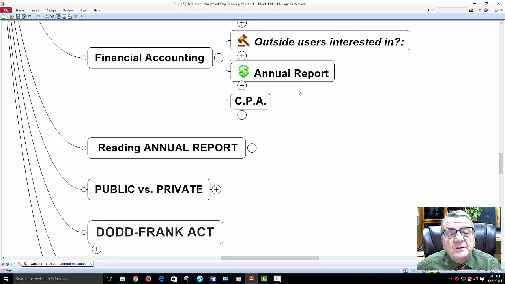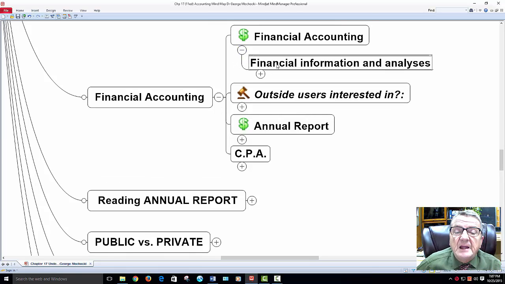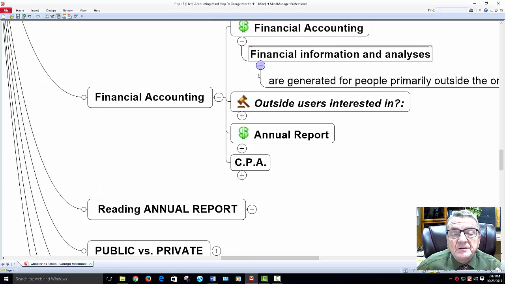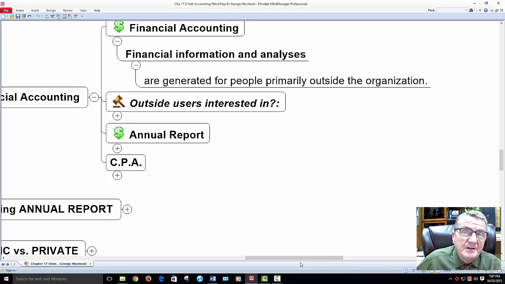Now, financial accounting is a little bit different. Financial accounting looks at the company and gives financial information and analysis generated primarily for people outside the organization. When you talk to people outside, I don't want to say embellish or enhance, but you prepare it so it puts the organization in a good light for the investors and the creditors, depending on the message. Remember from marketing, the messages you're trying to convey are all placed in there.